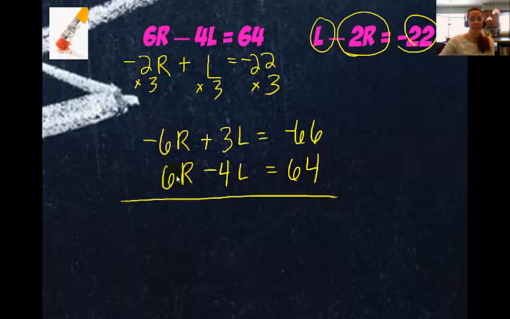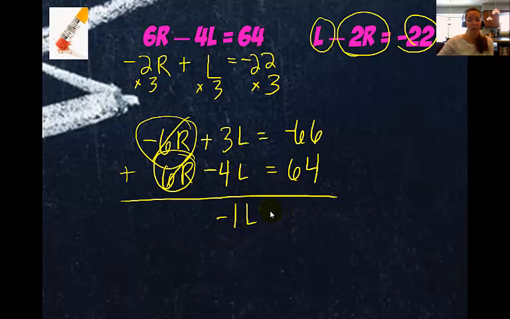All right, I see I have opposites, right? That's what I was going for. Do we add or subtract opposites? We add them. Adding opposites cancels them out. So then I have 3 Legos, and I'm adding negative 4 Legos. That ends up being negative 1L or negative L. And negative 66 plus 64 is negative 2. If I divide away that negative 1, L equals 2.